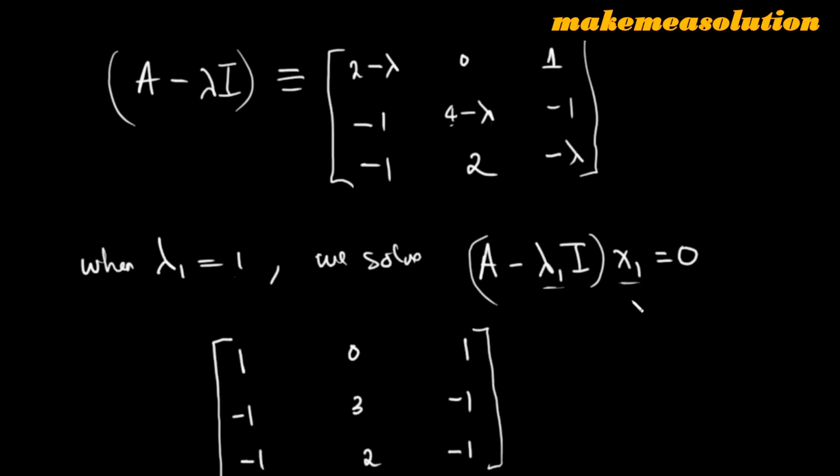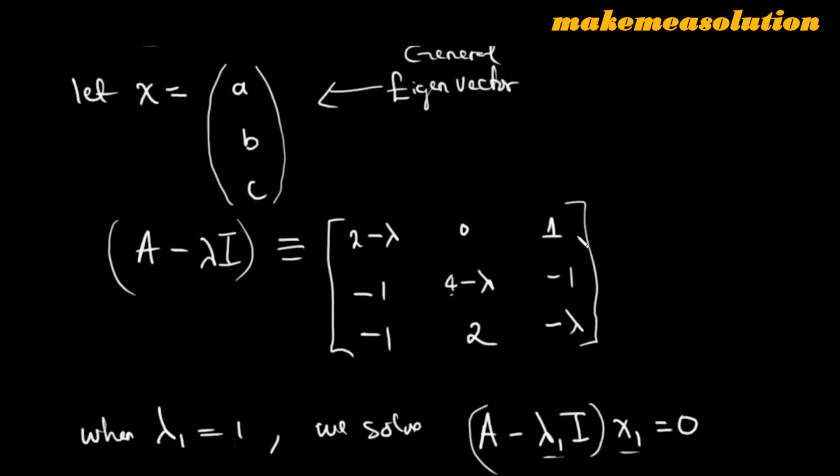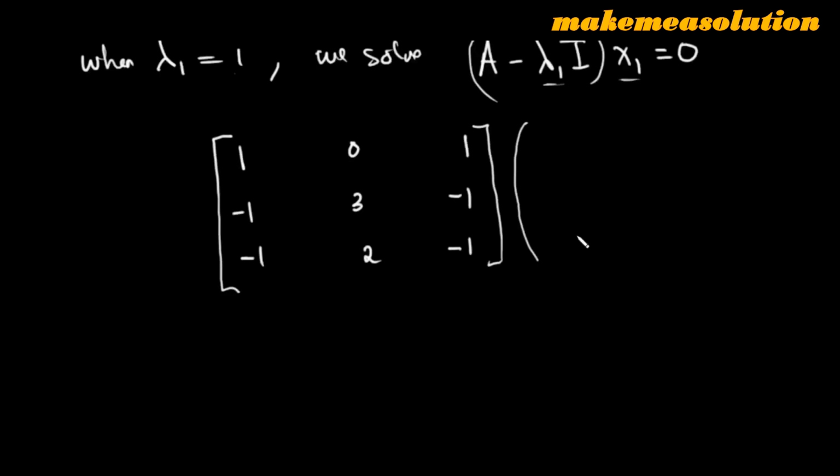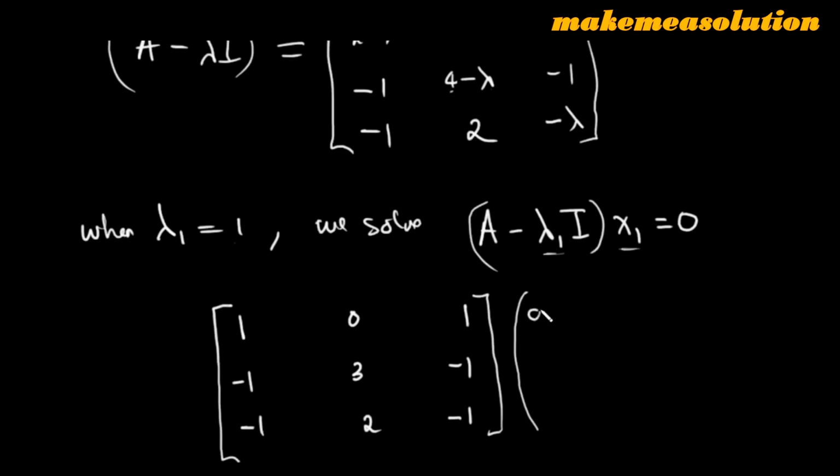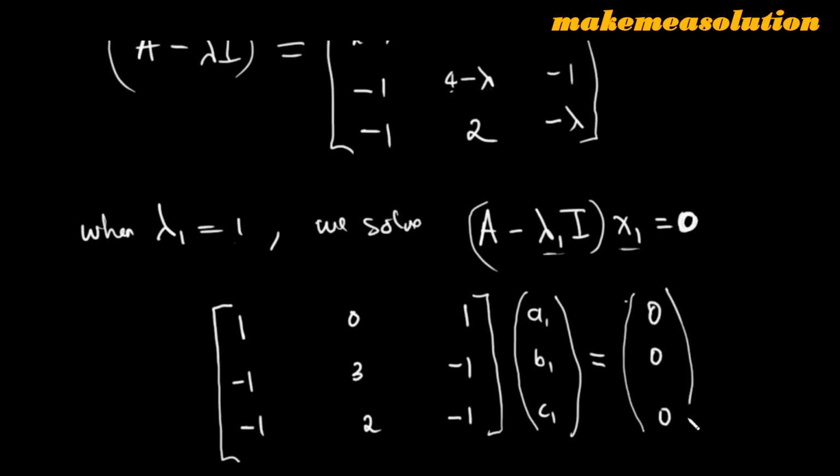So multiplied by x1. x1 is going to be, remember we called x, the general form A, B, C. So x1 is going to be A1, B1, and C1. Okay, then you can call it 0. Now this 0 is also a 0 vector that has the same number of entries as, or the same dimensions as, the vector x. So you can just call it 0, 0, 0 like this.